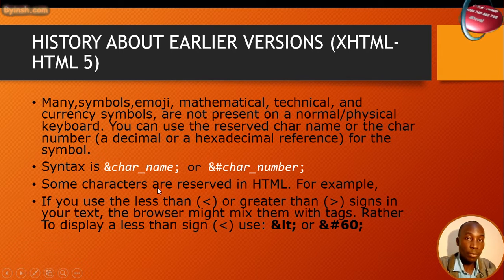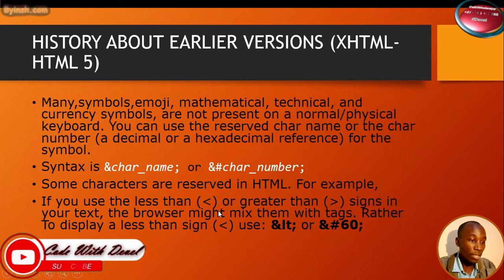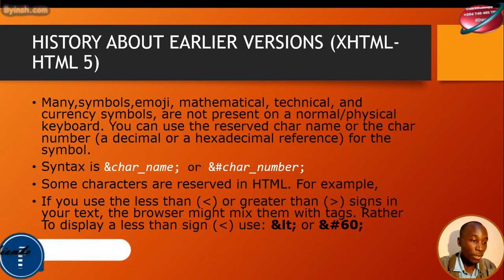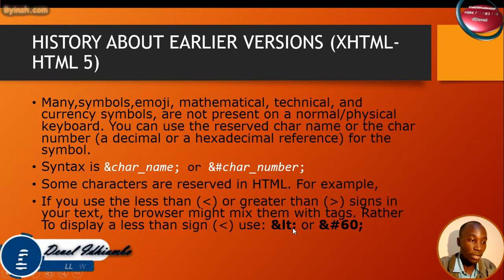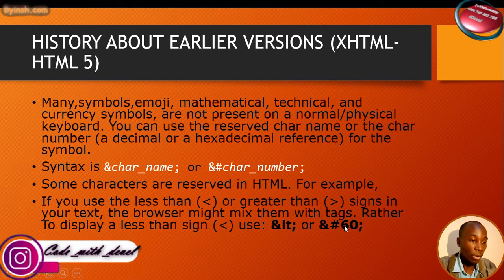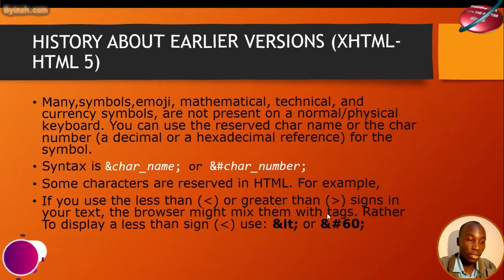We have many reserved characters in HTML. For example, if you want to use the less than sign in your code and you type it directly, the browser might mix it up with tags, because we know that HTML uses tags to display content. So rather than that, we prefer to use the reserved character name, ampersand LT, and you end the statement with a semicolon. Or if you are using the number code, LT means 60. We shall look at them.